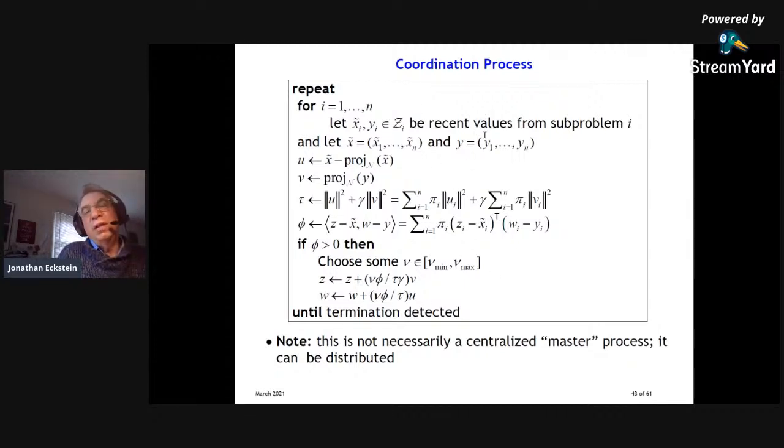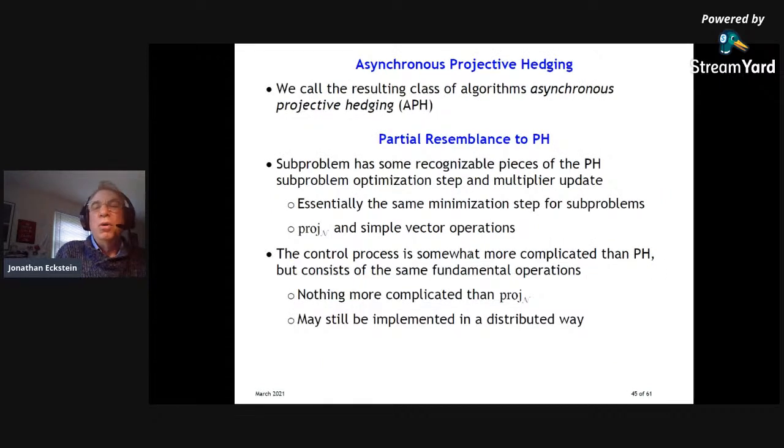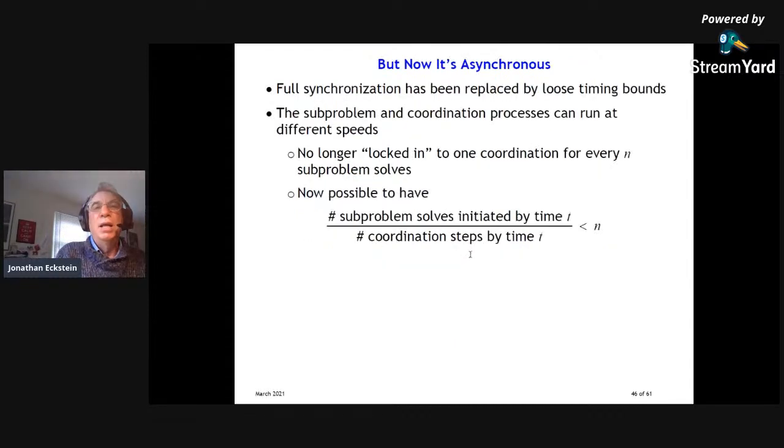It's just simple vectors and averaging operations. It doesn't actually have to be centralized. It can also be decentralized over a parallel computer. And you get the same type of asynchrony. So you get this algorithm that looks a lot like progressive hedging, has essentially the same subproblems, the same operations in its coordination process, except a little bit more complicated, but qualitatively the same. It can be implemented in a distributed way, but now it's asynchronous.